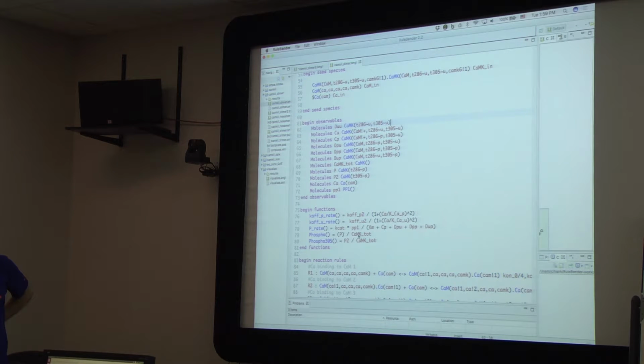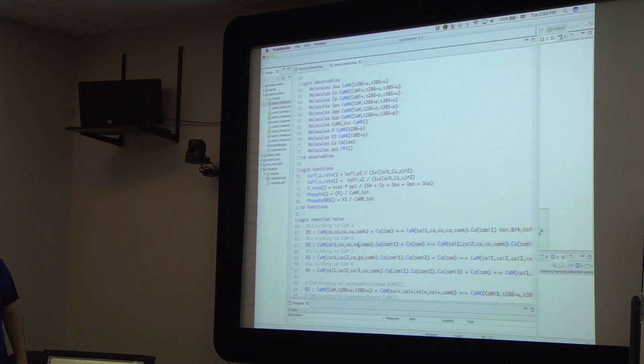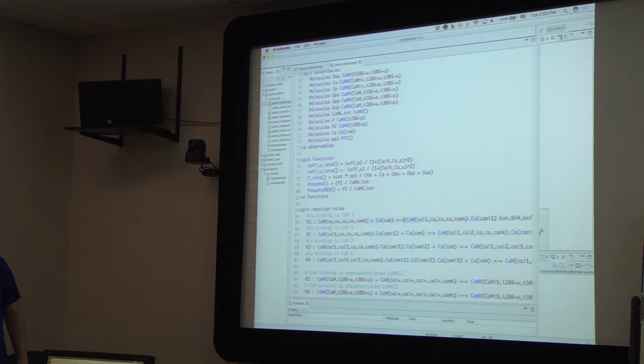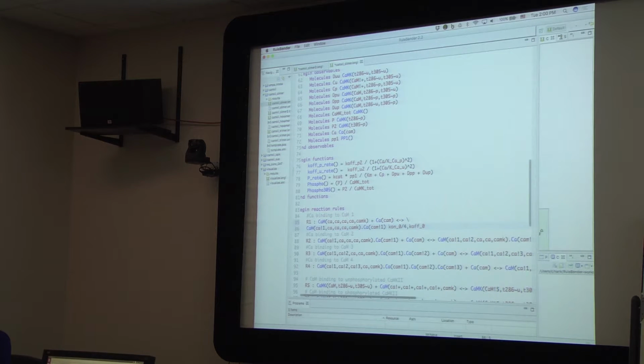Okay, so after functions, the most important part, in my opinion, is the reaction rules, of course. And for the first 4 rules, let me make them multi-line so that we can see them easily.